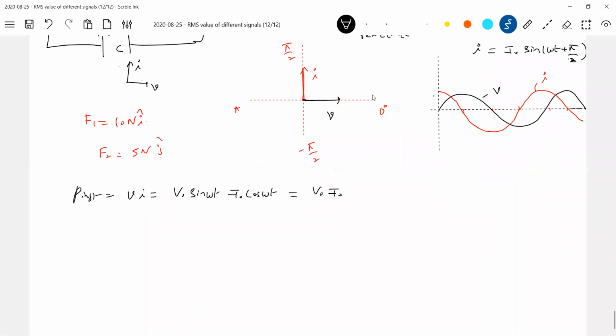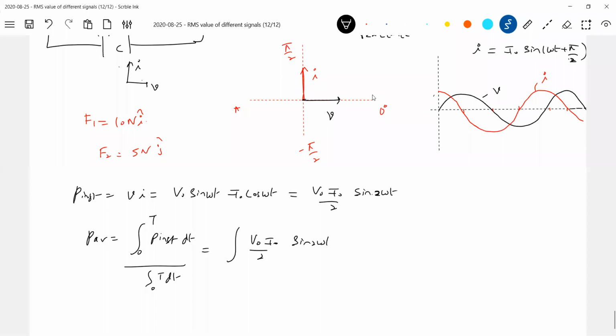So V naught I naught by 2 sine 2 omega t. What is the average value of sine 2 omega t in one full cycle? Should be 0. Is it okay? The average value of sine 2 omega t in one full cycle will be 0.